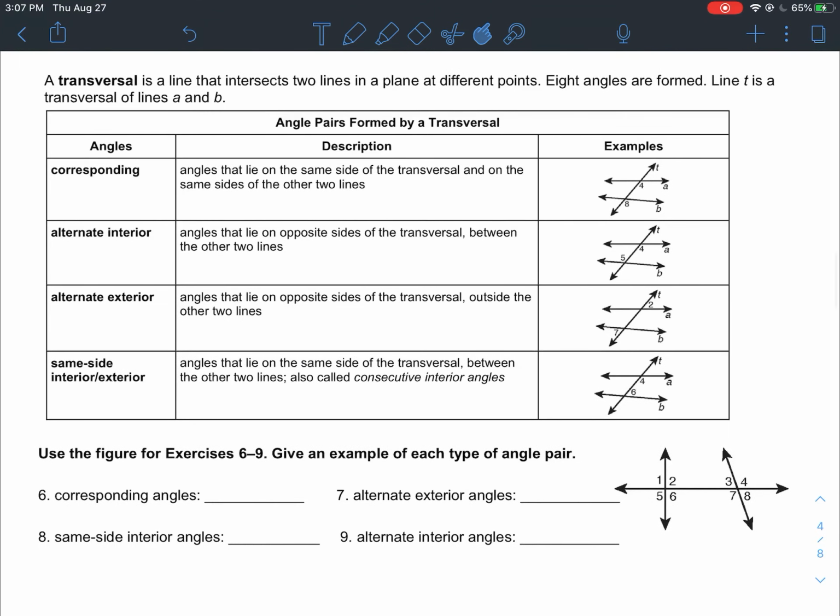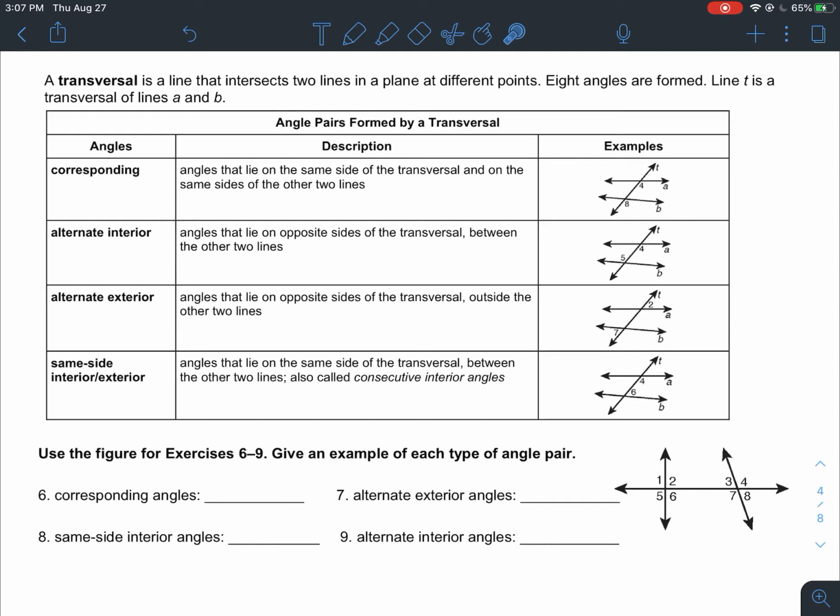More vocabulary. A transversal is any line that goes through two or more lines. Once a transversal does go through those lines, 8 special angles are formed. In all these pictures over here, line T is a transversal of A and B. So let's talk about some special angle pairs.